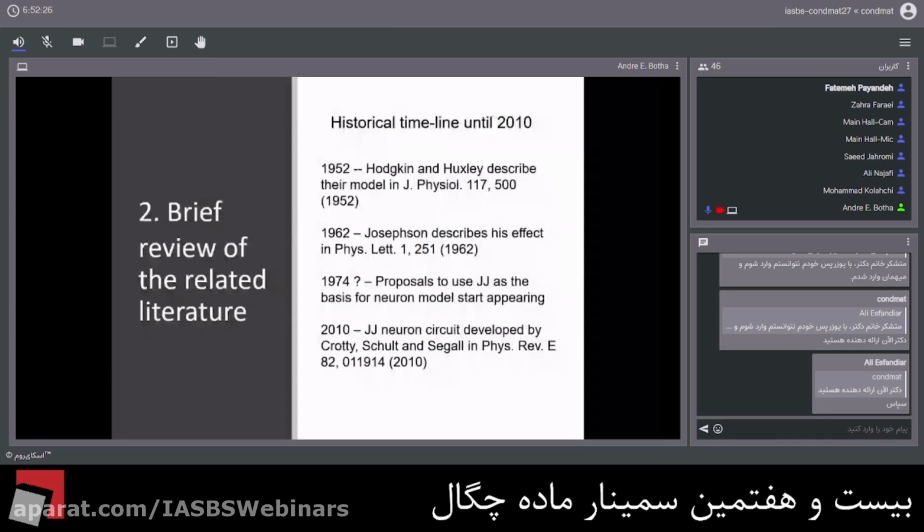However, in the literature, one finds very little is mentioned of such proposals, and the papers that were written don't seem to be cited more than once or twice. So I'm not really sure why that is. But the real work on this junction seems to have begun in 2010 with the group of Chegal, who wrote a paper in Physical Review E.